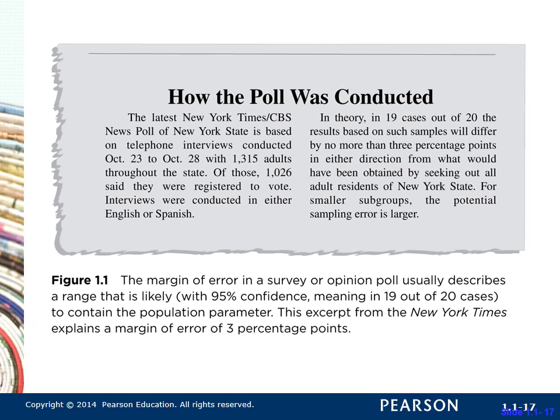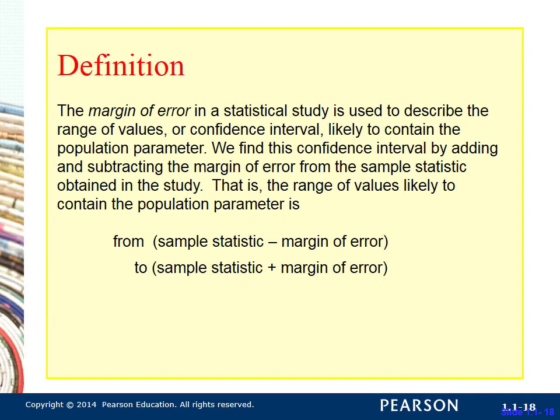The 95% confidence means I'm 95% confident that if I do a whole number of samples of the same size, 95% of the time I will trap the true population parameter within my 3 percentage points here. So my definition for margin of error in a statistical study describes the range of values or a confidence interval likely to contain that population parameter. So we find that confidence interval by adding and subtracting the margin of error from the sample statistic.